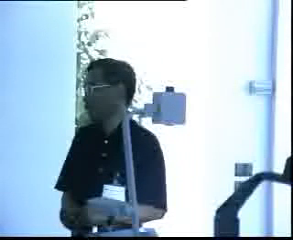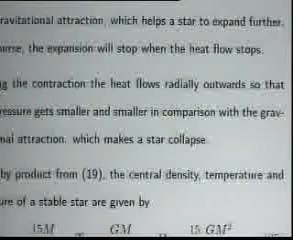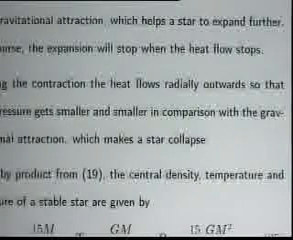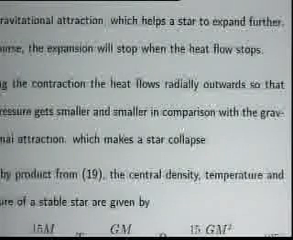For gamma less than 4/3, exactly the opposite takes place. In other words, when a star expands, heat flows radially inward, so that the pressure is getting bigger and bigger in comparison with the gravitational attraction, which helps the star to keep expanding. Of course, the star will stop expanding when the heat flow stops. During the contraction, the heat flows radially outward, so that the pressure gets smaller and smaller in comparison with the gravitational attraction, which makes the star collapse.